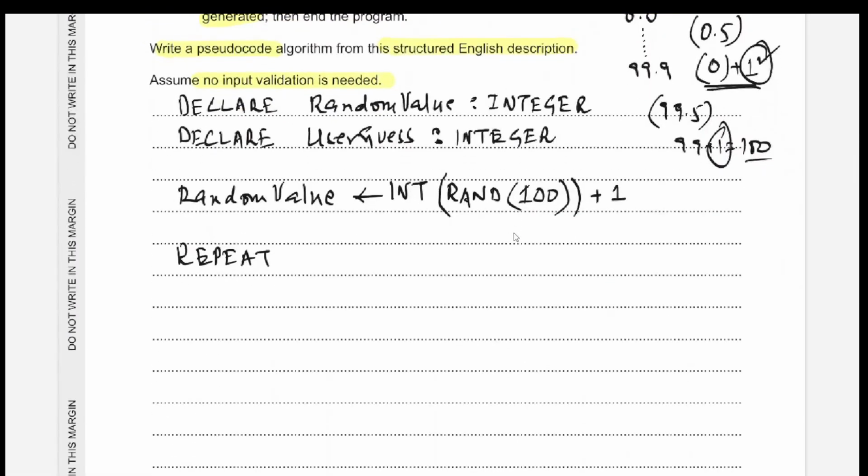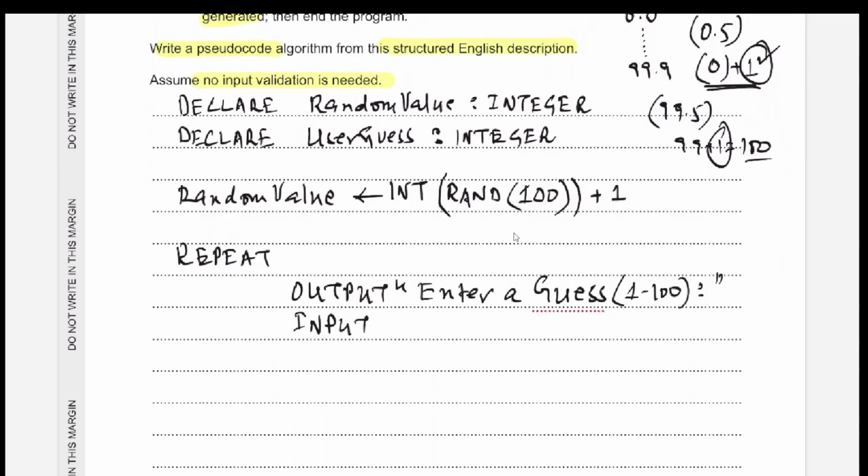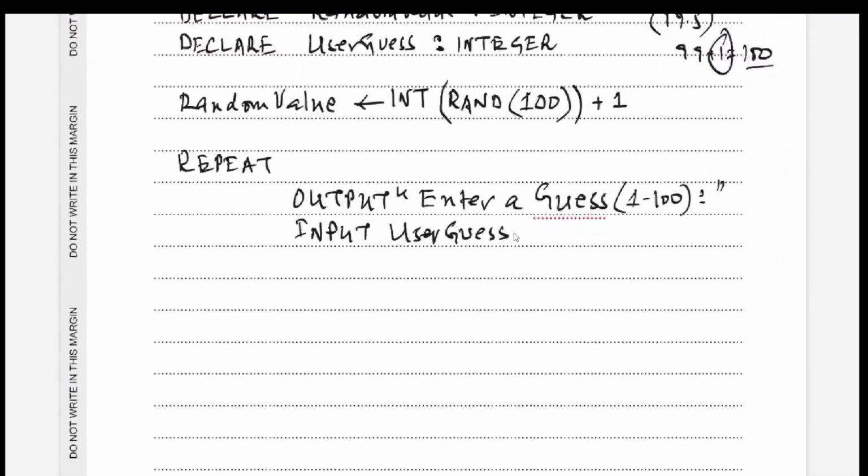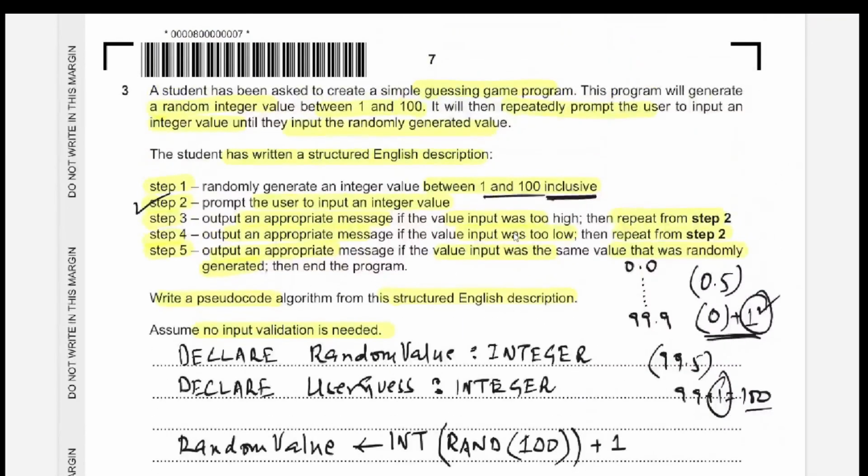So we'll write output, and we ask the person to enter a guess. So we ask the person to enter a guess, and then that is the user guess. All right. Now step 2 is also done.